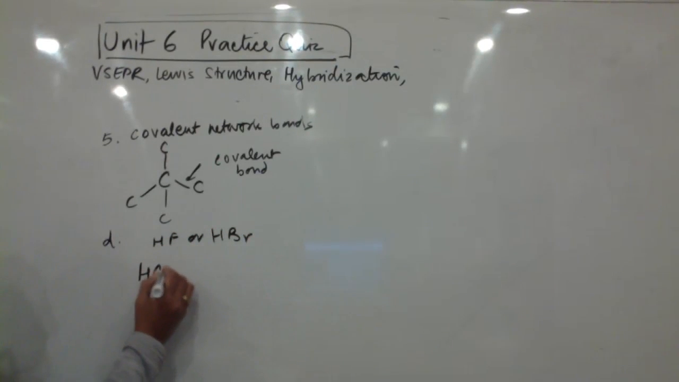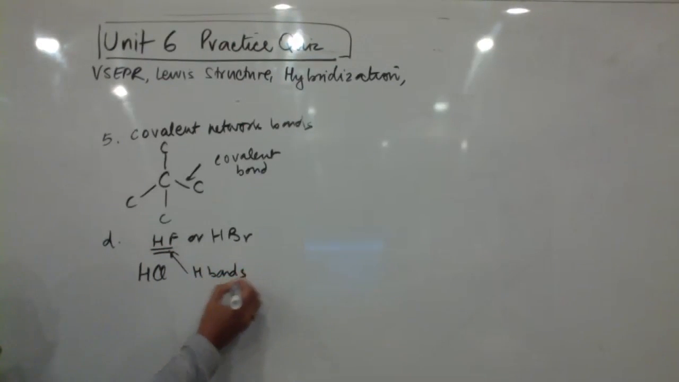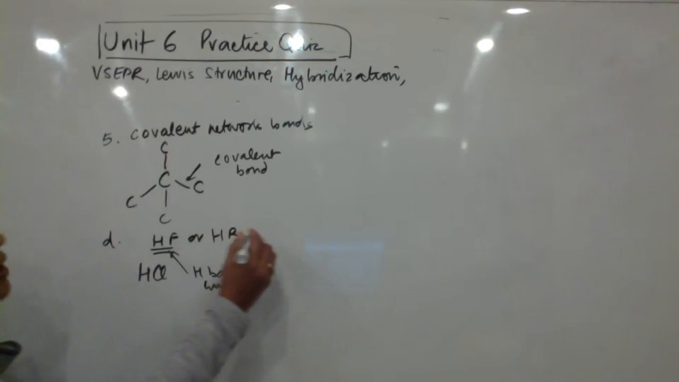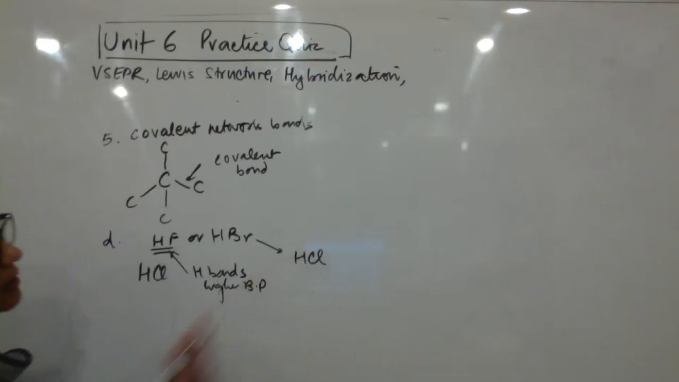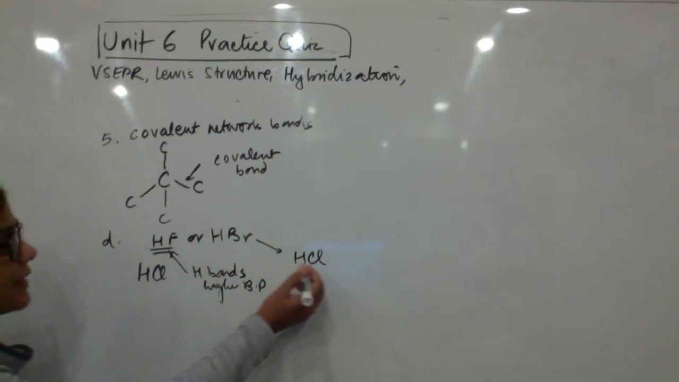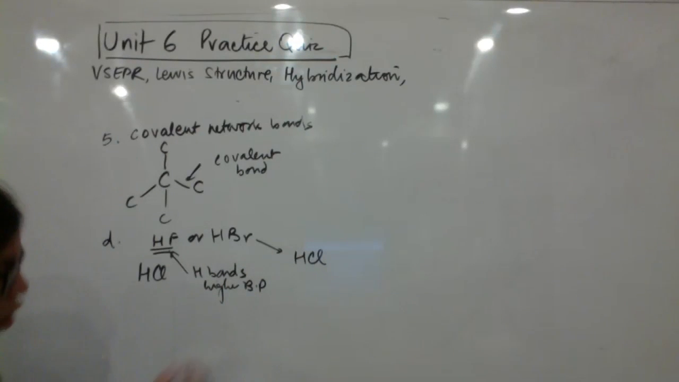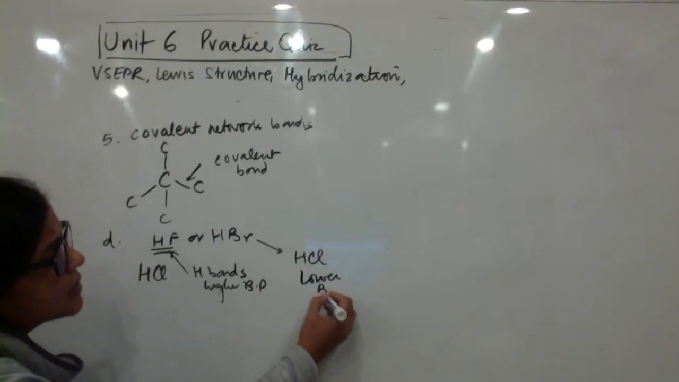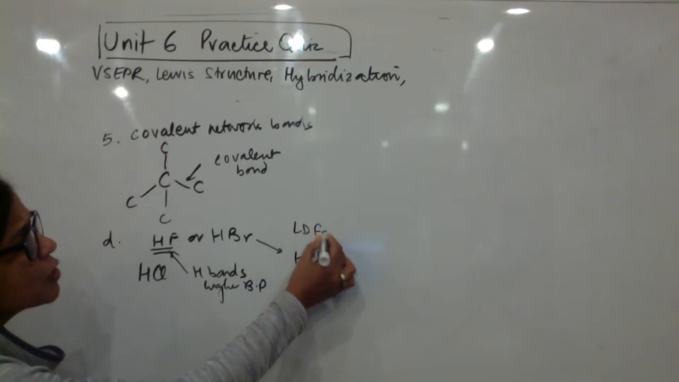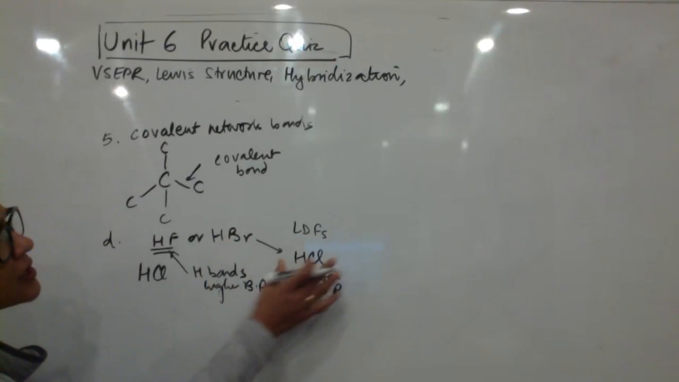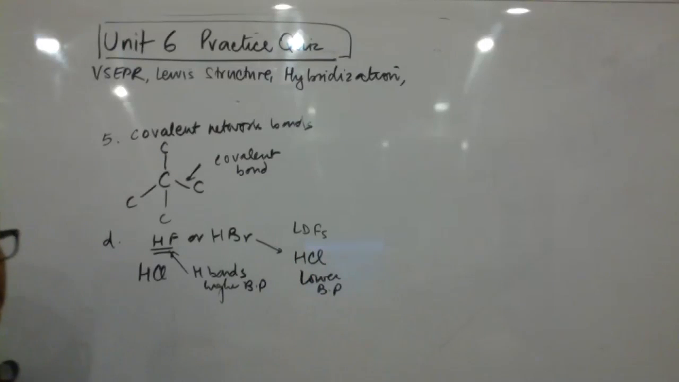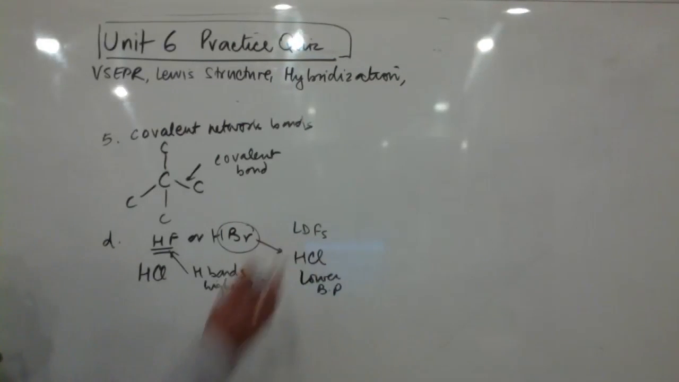And 5D says HCl has a lower boiling point than HF or HBr. So between HCl and HF, HF has hydrogen bonds, hence will have a higher boiling point than HCl. If you compare HBr and HCl, you justify HCl's lower boiling point based upon London dispersion forces between HBr molecules and between HCl molecules. Br being larger than Cl will have more electron cloud distortion, hence higher LDFs.